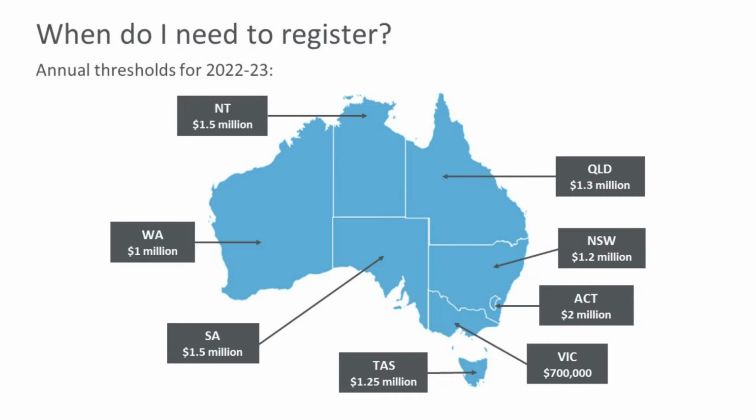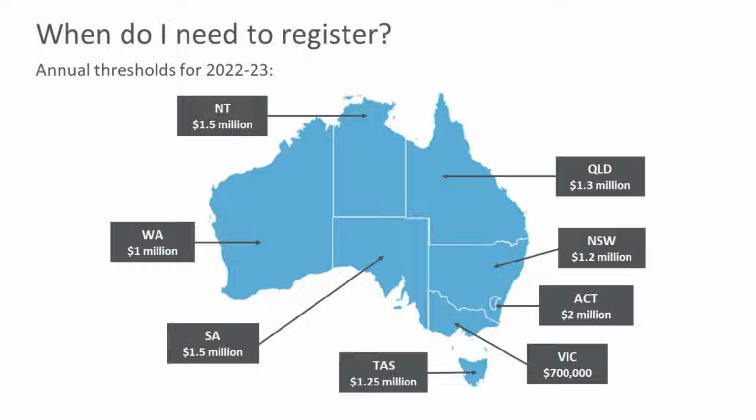When do you need to register for payroll tax? If your total Australian wages exceed a state or territory's threshold in any month and wages are paid for services performed in that state or territory, you must register for payroll tax in that state or territory. If you are a grouped employer, it is your group's total Australian wages that determines if you need to register.